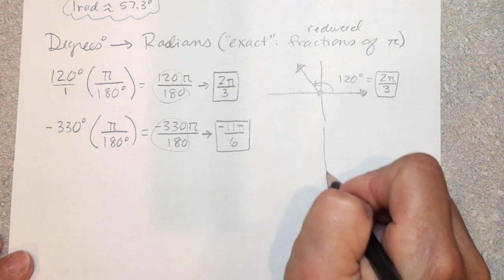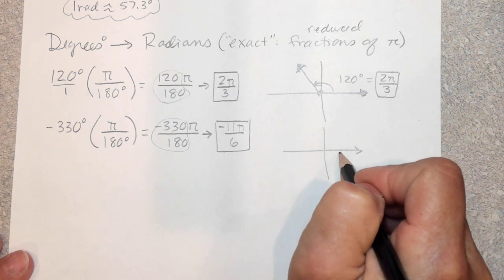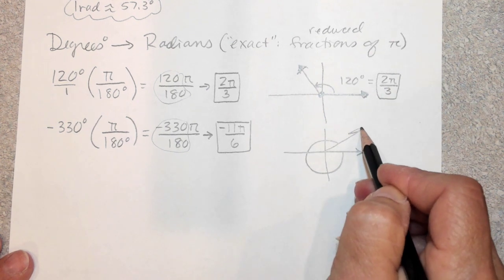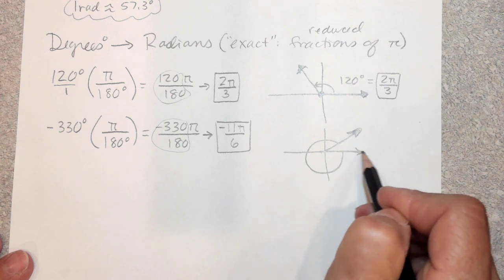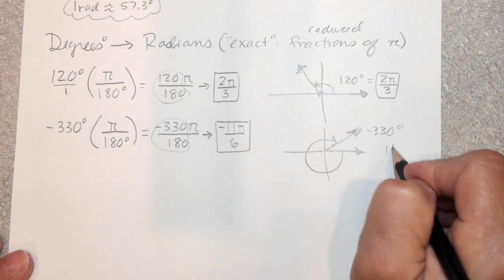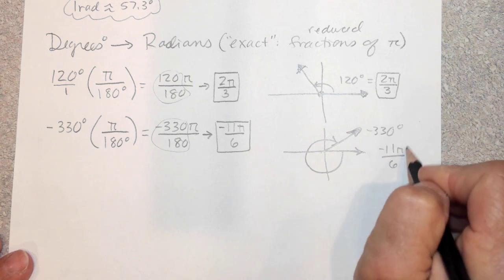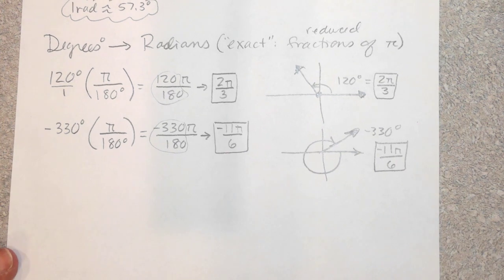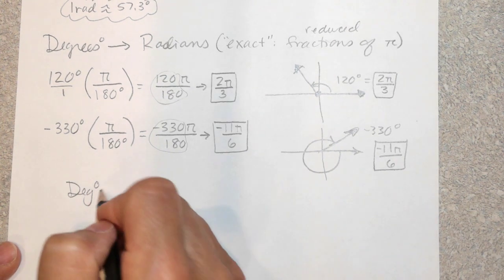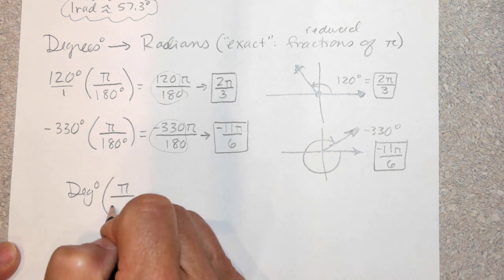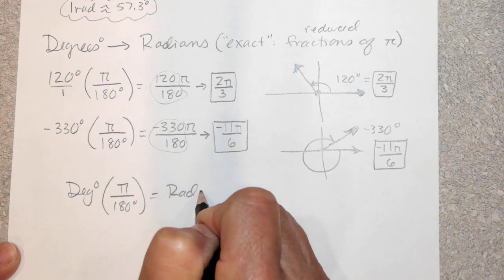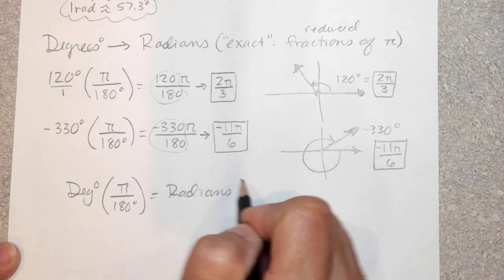So again, if I had to draw that, negative 330, I would know to start off in this negative direction and stop 30 degrees shy. So my angle would be something like that. And that would be a negative 330 degree angle, but that's the equivalent of a negative 11 pi over 6 angle once we start learning about radians now. So in general, if I have degrees, I'm going to multiply by pi over 180 degrees, and that is going to give me radians as a fraction of pi.